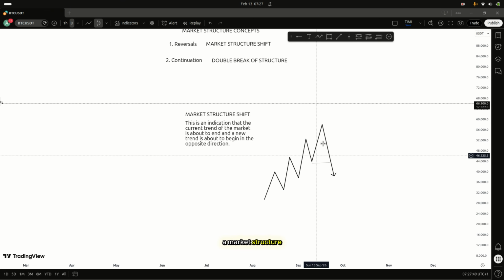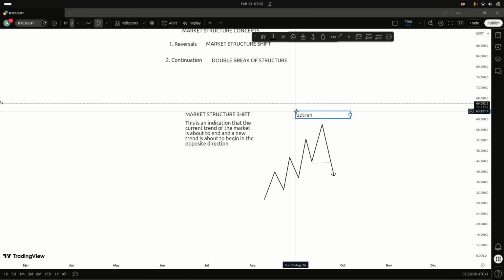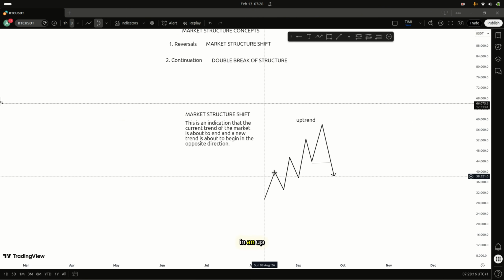A market structure shift just occurred. This right here is what I mean by a market structure shift. But this scenario is for an uptrend, meaning that you want to reverse the market now, you want to sell the market. So price was previously in an uptrend in this scenario.